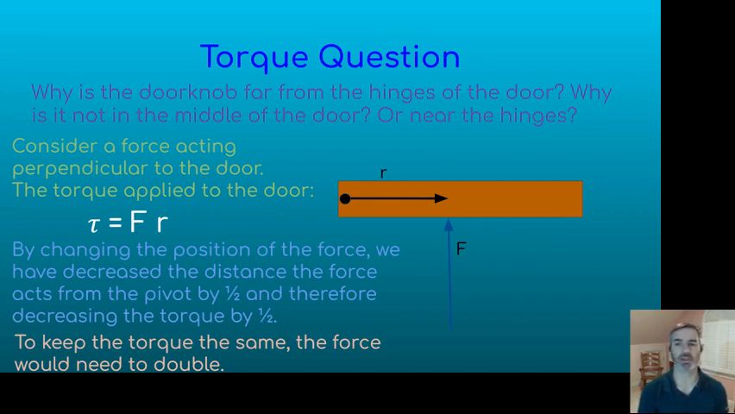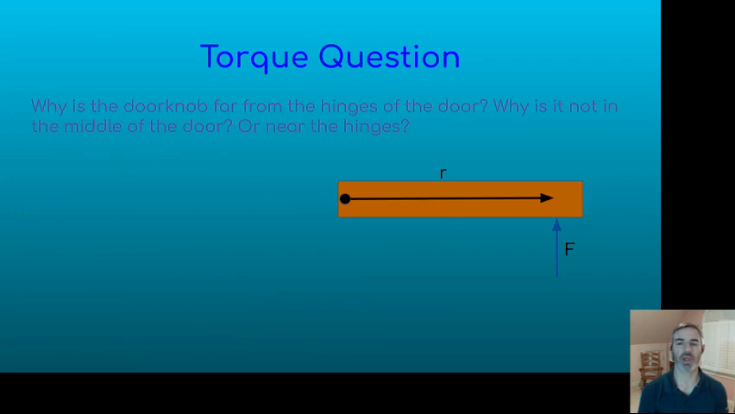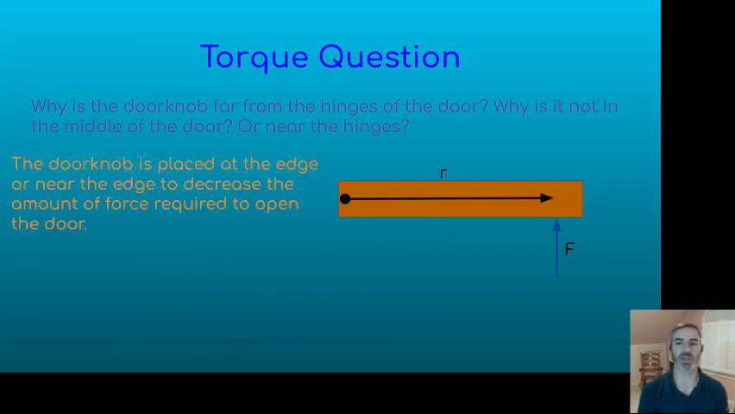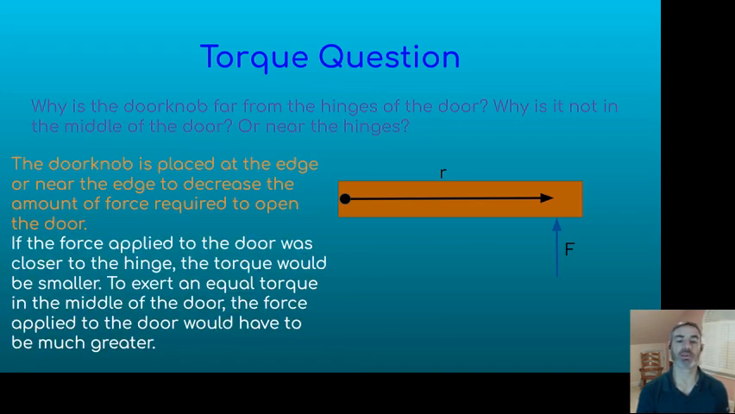So why is the doorknob far from the hinges? The reason is we can apply a force at the edge, which decreases the amount of force required to open the door. If the knob was closer to the hinge, the torque would be smaller. To exert equal torque in the middle, you'd have to apply a much greater force. You can try this. Try pushing a door open from closer to the hinges than from the outside, and you'll see it takes much more force to cause it to rotate with the same angular velocity.